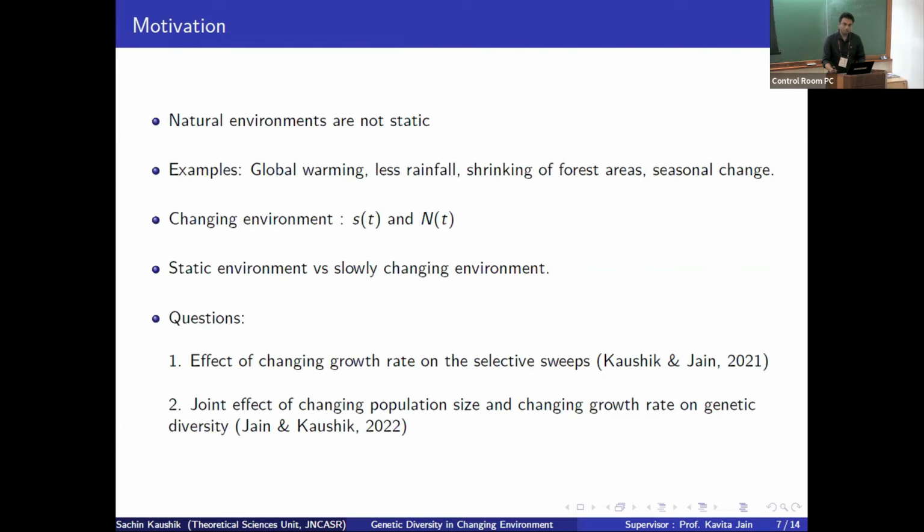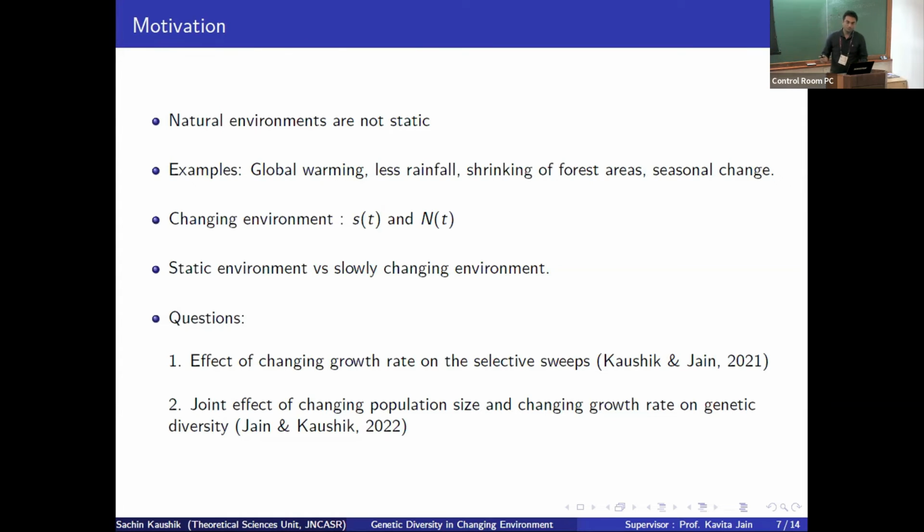And I will be focusing more on the slowly changing environment, because the rapidly changing environment is easily recognizable, and in the rapidly changing environment we understand the results will be similar to the static environment, as if the population is seeing an average environment. Whereas the slowly changing environment is more subtle, in the sense that it's hard to distinguish, and it also provides a reasonably good ground for the constant environment assumption to be tested upon.